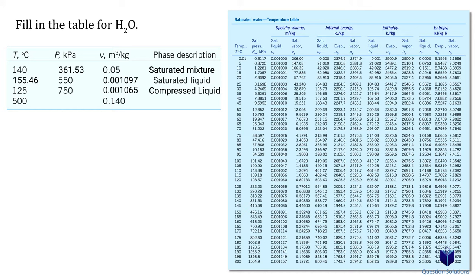Now that we have the specific volume, we can look at the temperature table for R134a. We see that at 10 degrees Celsius, our specific volume falls between the saturated liquid and saturated vapor specific volume. That means this is a mixture of liquid and vapor. So what we need to do is figure out the quality. Remember, that's the ratio of the mass of the vapor to the total mass of the mixture. It can be found using this equation.